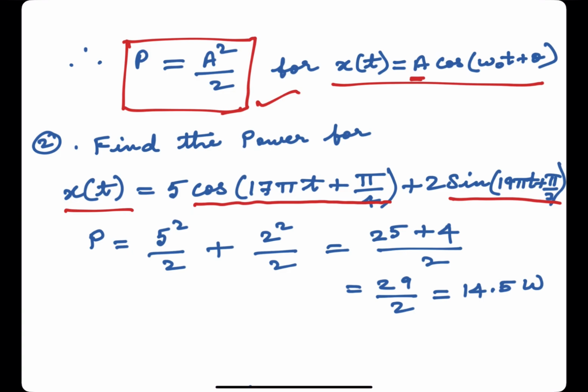According to the standard result we got, for the first term the constant A is 5 here, so we can write P is equivalent to 5 squared by 2 plus, for the second term the constant value is 2, so 2 squared by 2. So it is 25 plus 4 by 2. The result for this signal, x of t equal to 5 cos of 17 pi t plus pi by 4 plus 2 sin of 19 pi t plus pi by 3, is 14.5 watts.